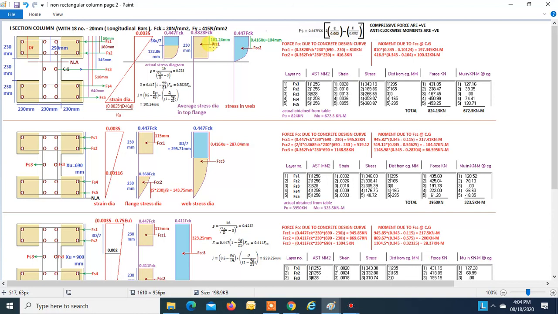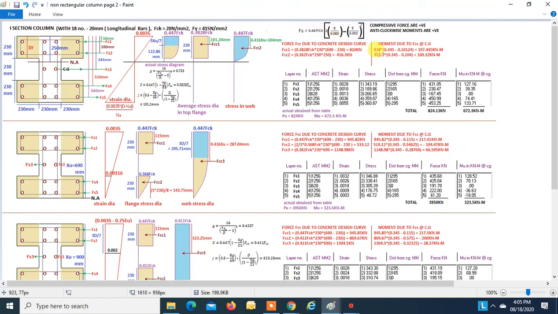Now let us find the force FCC1. FCC1 is stress into 230. This is 230 into length of the flange, that is total length minus the width of the web. So 690 minus 230. So this is how we get the force FCC1. That's 810 kilonewton. Now this force will give an anti-clockwise moment. The CG is at a distance 345. This is 690. Half of that is 345, right?